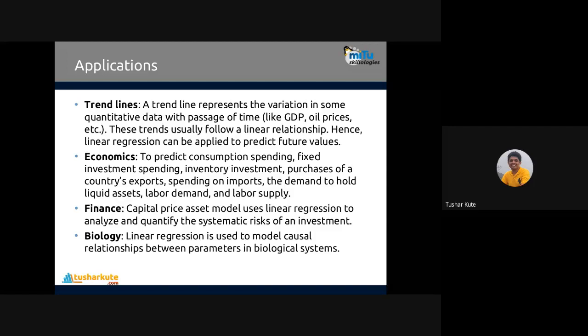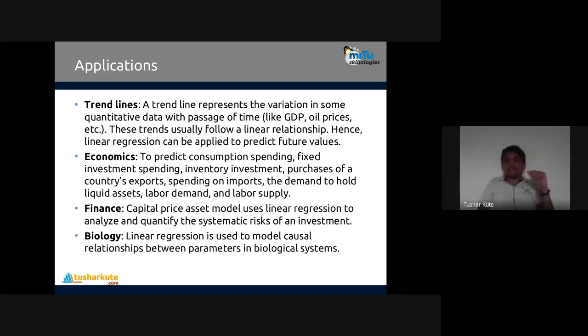Oil prices change every day. What's the factor affecting it that you look for? That is the input variable. This trend usually follows a linear relationship, hence linear regression can be applied to predict future values. In economics, it is used to predict consumption spending, fixed investment spending, inventory investment, purchase of countries' exports, spending on imports, demand to hold liquid assets, labor demand, and labor supply.